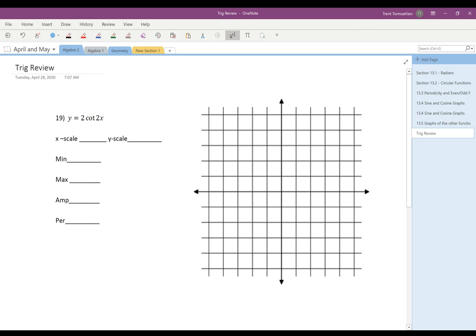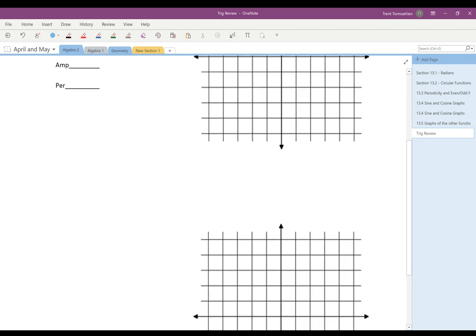Okay, I wanted to look closer at number 19 here, largely because my solution was incorrect the first time. So when you're looking at y equals 2 cotangent of 2x, what is really helpful is to realize that cotangent is simply y equals 2 times 1 over the tangent of 2x. And so that will help us to have a better understanding of what this graph looks like if we can first look at the tangent of 2x.